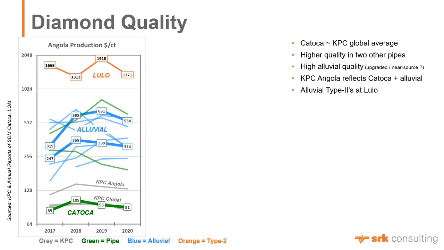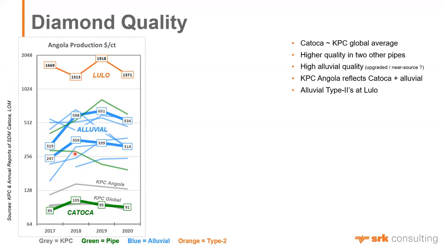And starting at the bottom there, you can see that the price point for diamonds from Catoca in bold green is similar to the global price for diamonds, the KPC diamond number. There is a higher quality in 2 other pipes. These are them over here in green. This one over here is Kamutwe. It's a low-grade producer, but it's got very nice diamonds in the north of Angola.